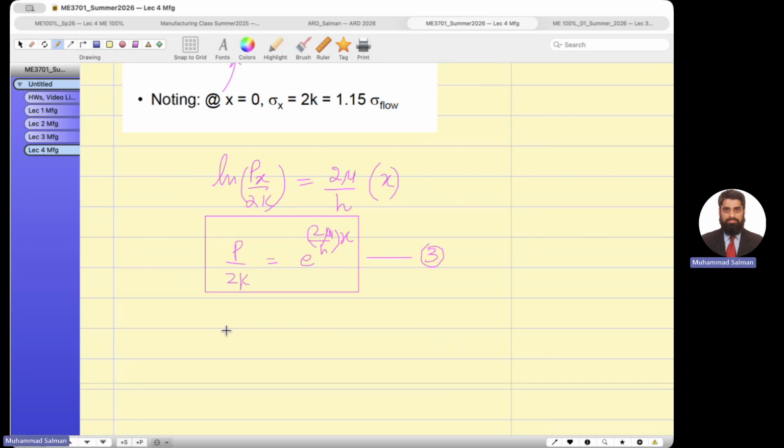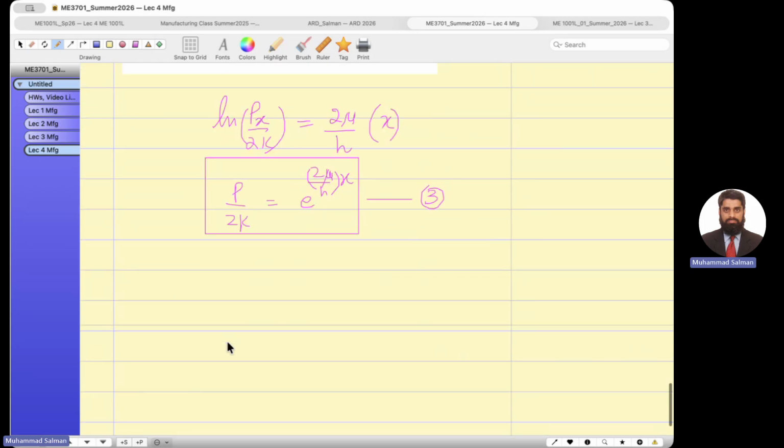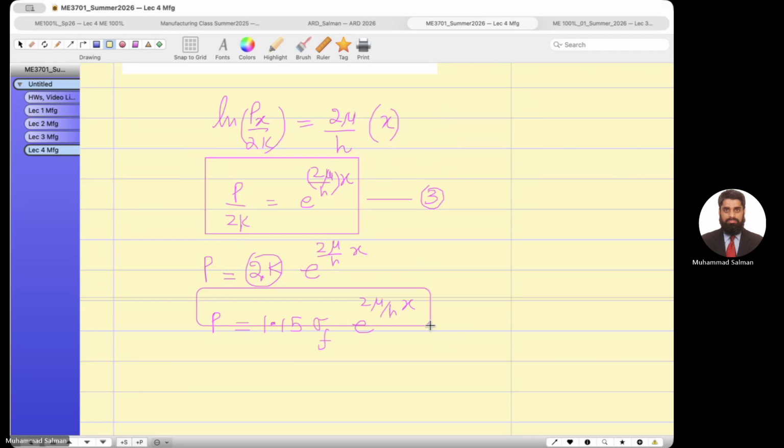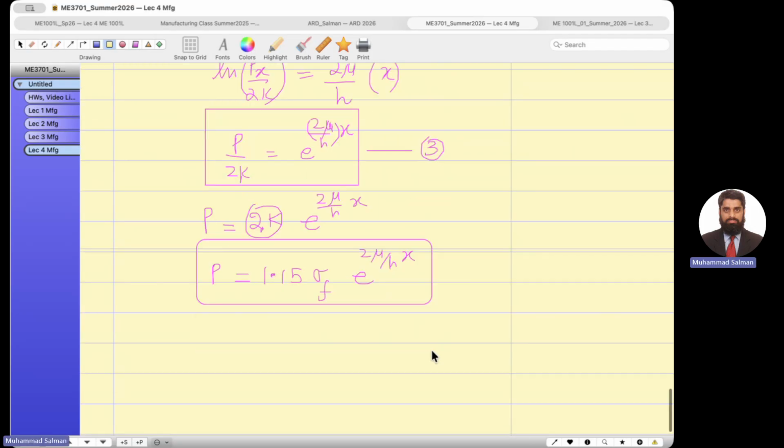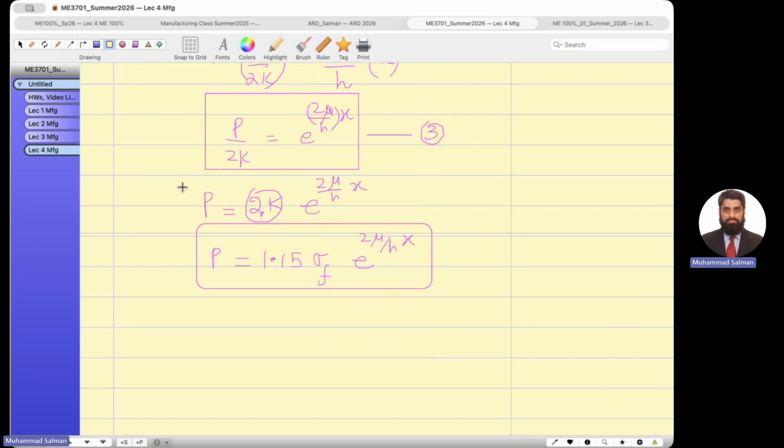So you understood that 2K is also the deformation pressure, and P is also the applied pressure. This is my instantaneous pressure equation, with the exponent 2 mu over H times X, and this 2K, according to von Mises, should be equal to 1.15 times sigma flow, or the yielding stress. This is our instantaneous pressure at any x value.